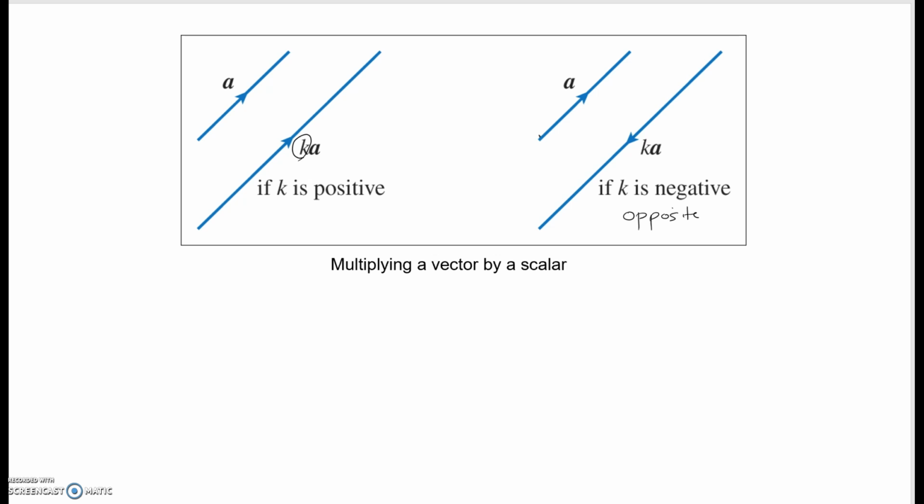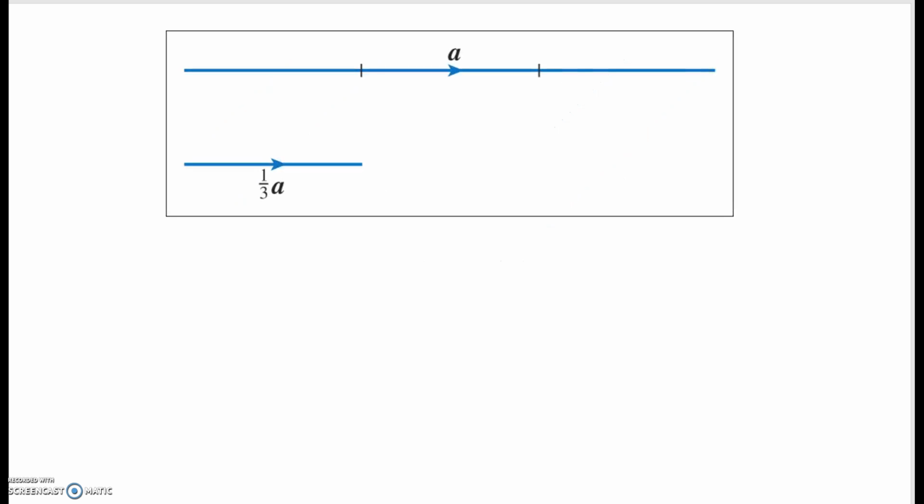So you can see here we've got A from there to there. Ka is going to be K times longer, but if K is negative, then it's going to be in the opposite direction. It doesn't have to be bigger. It could also be smaller. So it could be that K is less than 1. For example, here we've got K equals a third. So K times A is a third as long as A.